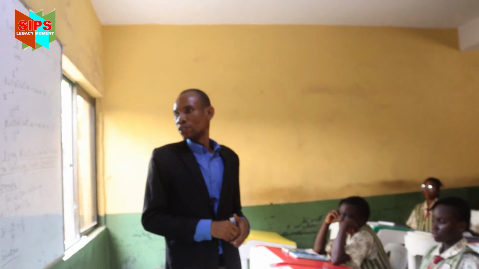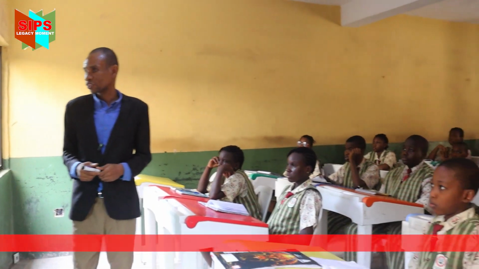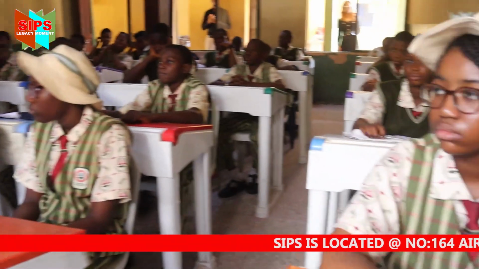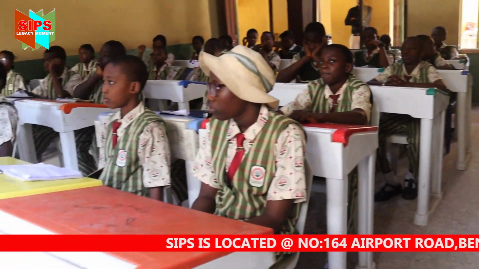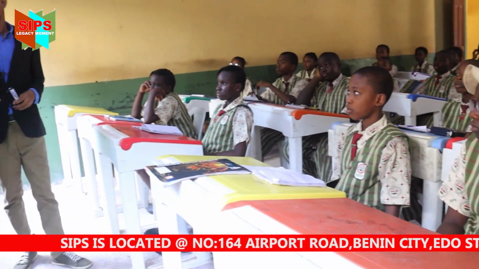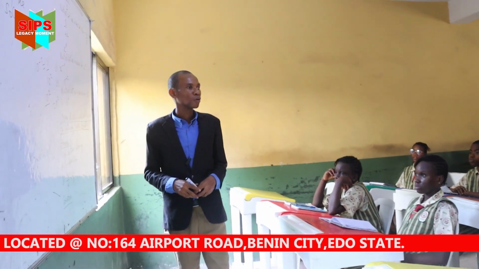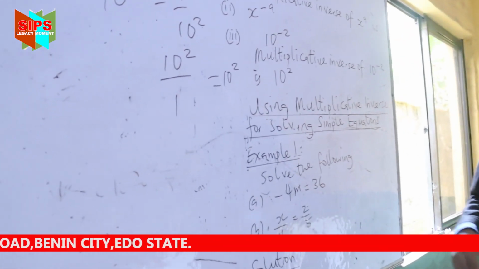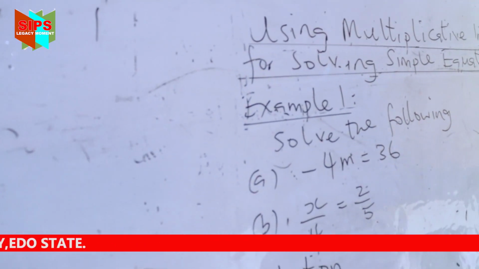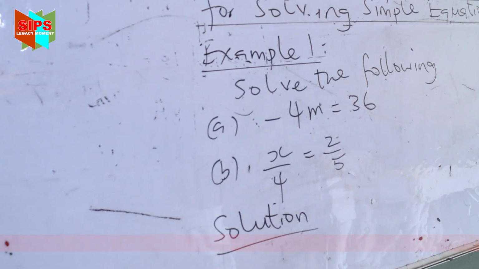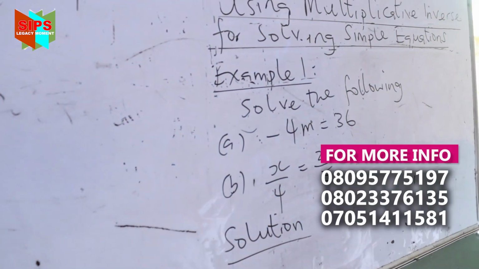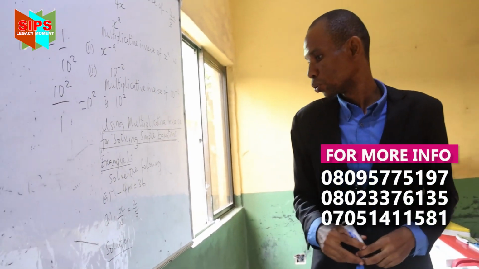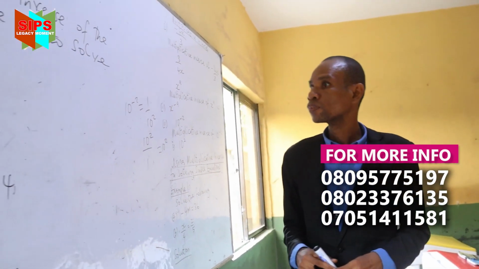Good. So, at this stage, we are going to use multiplicative inverse to solve simple problems. Solve the following. Example 1: minus 4m is equal to 36. The B part is x all over 4 is equal to 2 all over 5. Solution.